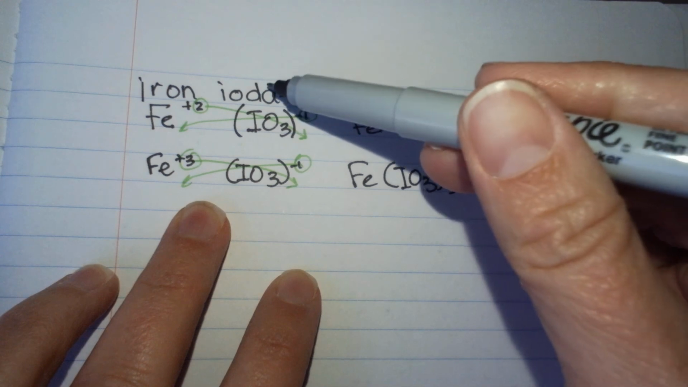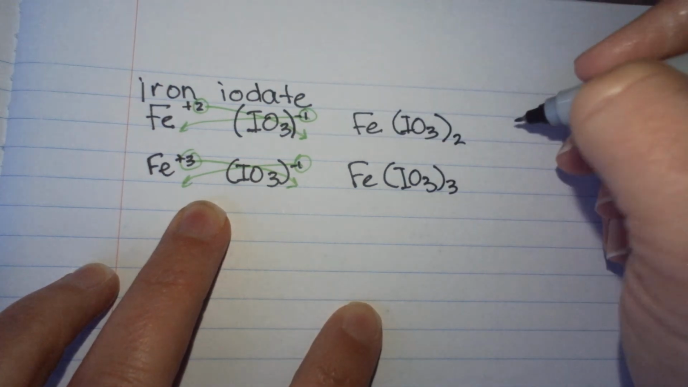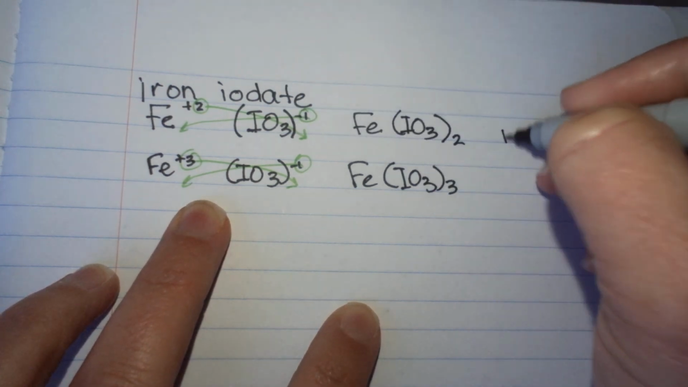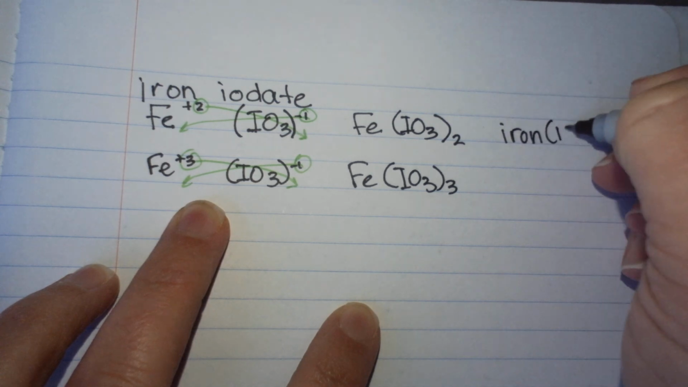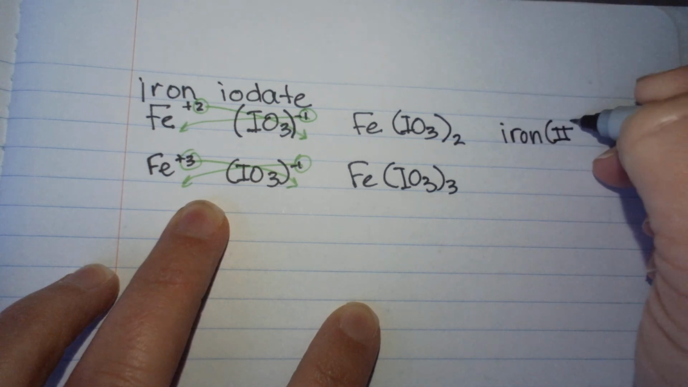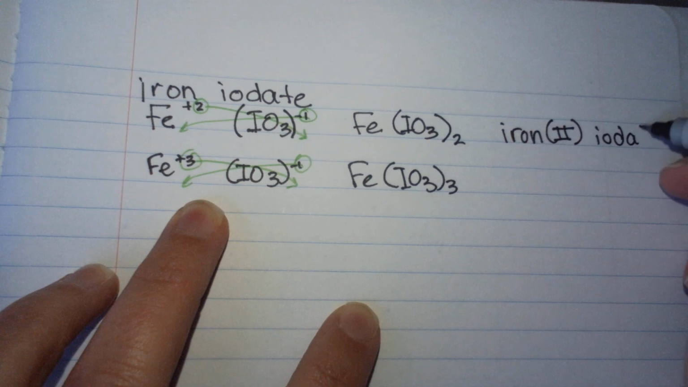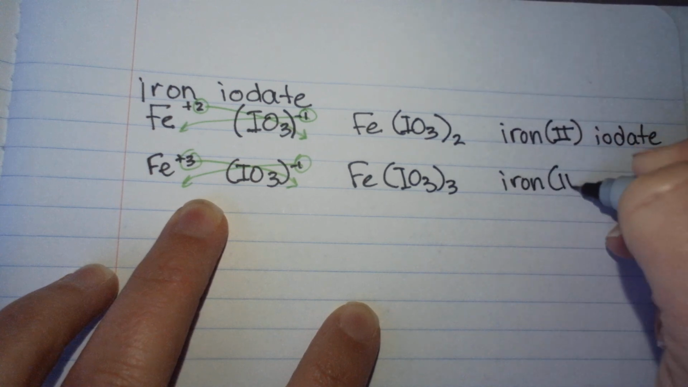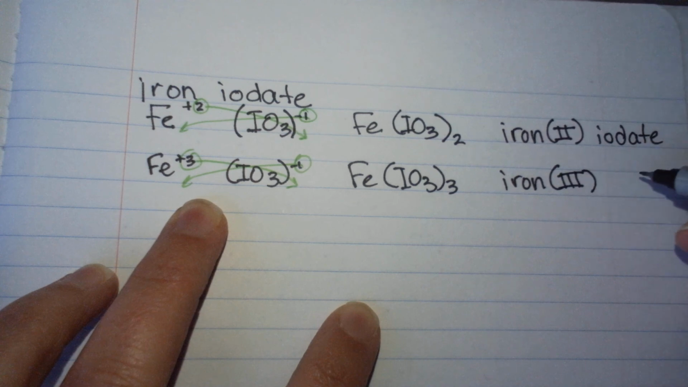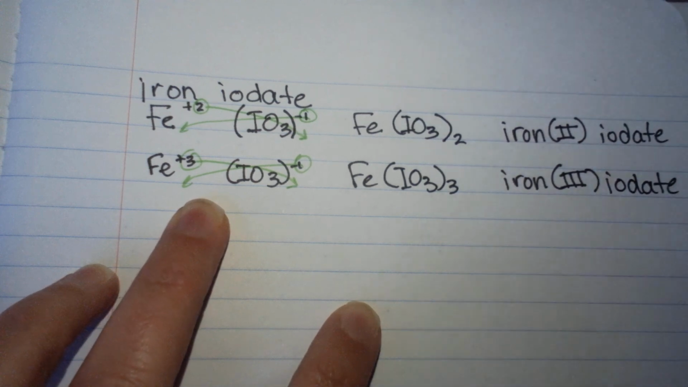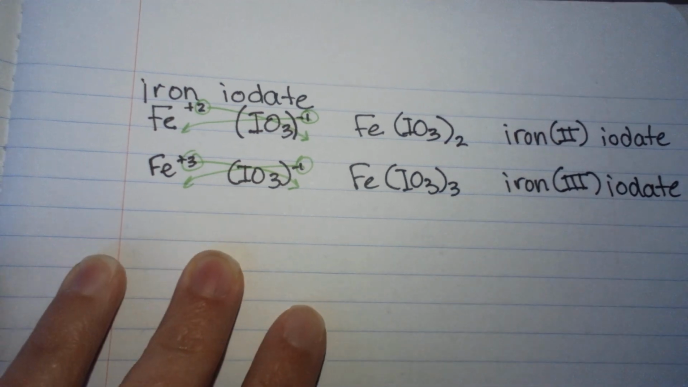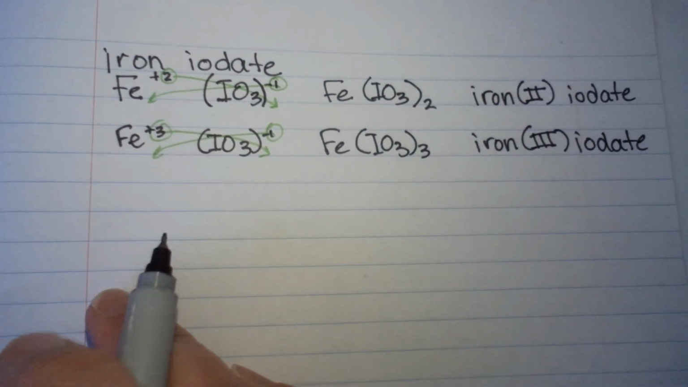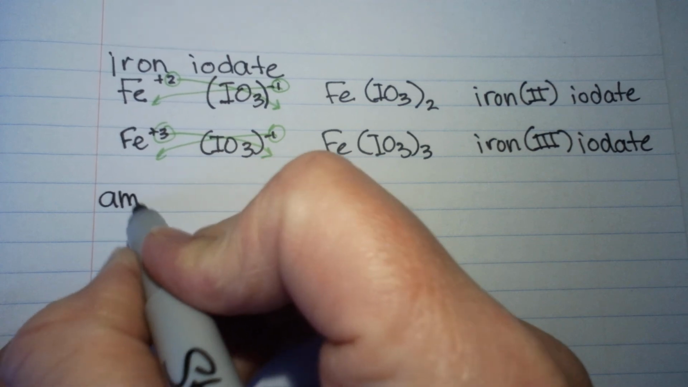If this name were written correctly, this one would say iron 2 iodate, and this one would say iron 3 iodate. So those Roman numerals help us to know which one we're actually looking at. Alright, let's look at one more just for fun.